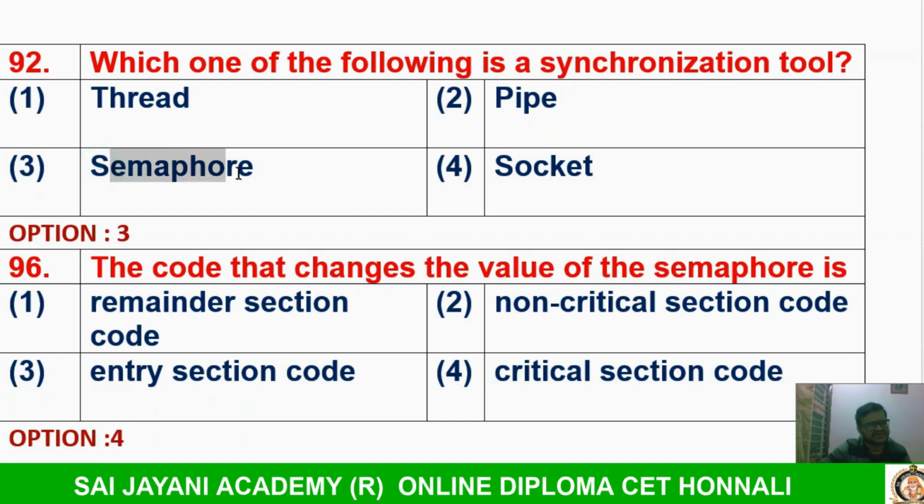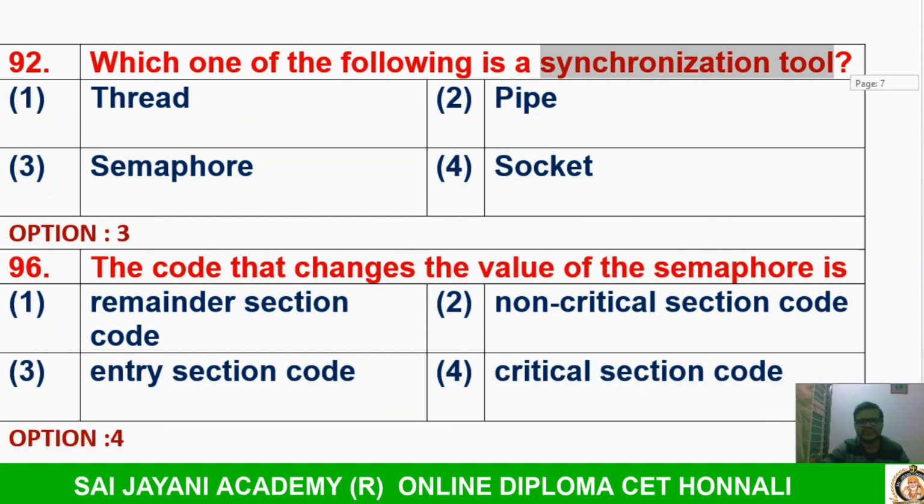Then what is meant by semaphore? A semaphore is usually a variable, and this variable is used to solve the critical section problem. This semaphore is also called the synchronization tool. Why? Because by using the semaphore we can achieve process synchronization.